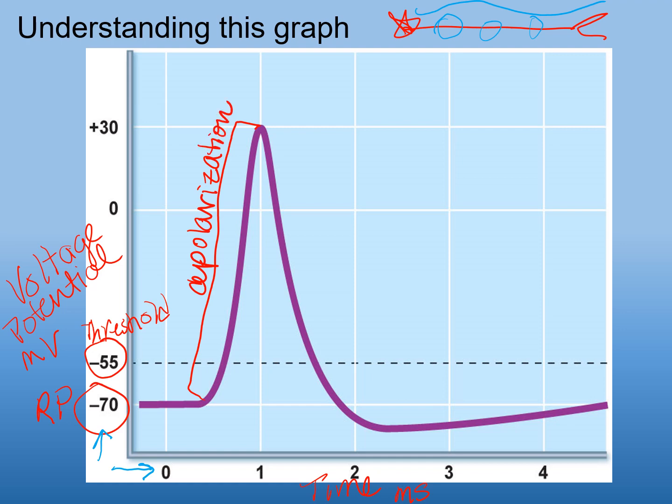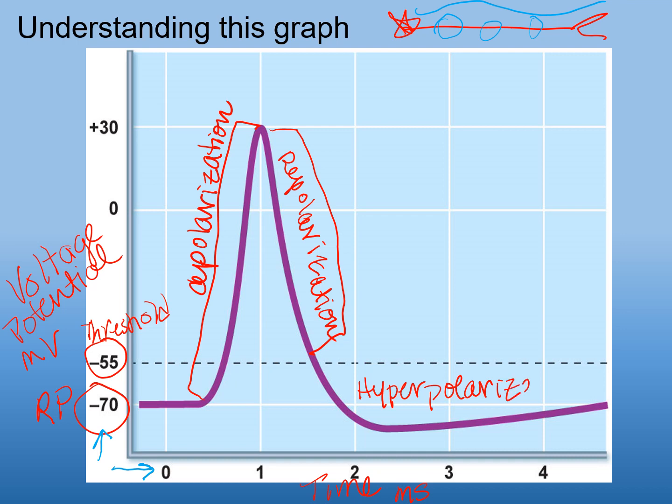Over here, we have something else, and this is called repolarization. And this term repolarization just means to make more negative. We also have something else that occurs down here, and we're just going to label it nebulously right now, hyperpolarization. We'll talk about that one, but let's start by considering that depolarization and repolarization are opposites of each other.